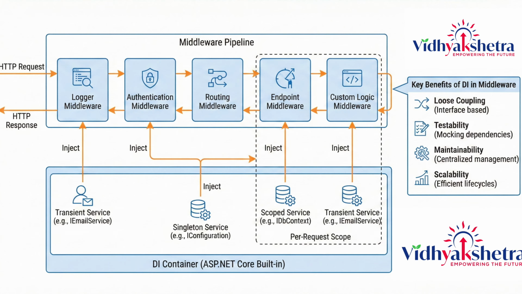In enterprise-level applications, this architecture becomes even more powerful. Large systems may include dozens of middleware components handling security, rate limiting, telemetry, caching, compression, localization, and auditing. Dependency injection ensures that all these components work together without becoming tightly bound.